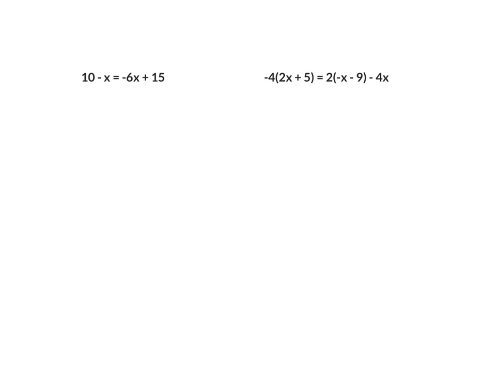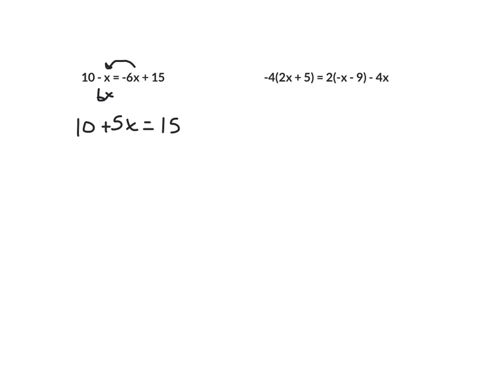A couple more here. Variables on both sides this time. Got a lot of stuff to move over. A lot of people, for obvious reasons, like their variables to be positive. It doesn't really matter to me which way you go, but I'm going to take the 6x across, which is going to make it a positive 6x. So I have a 10, negative 1x plus 6x is 5x. That leaves a 15 on the right-hand side.